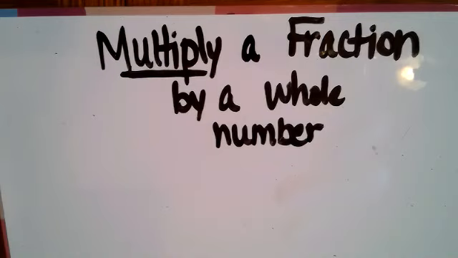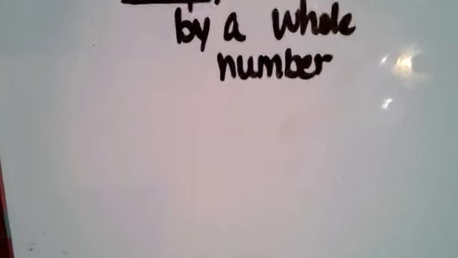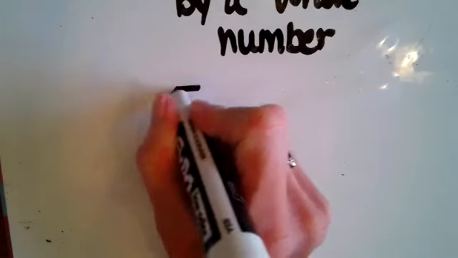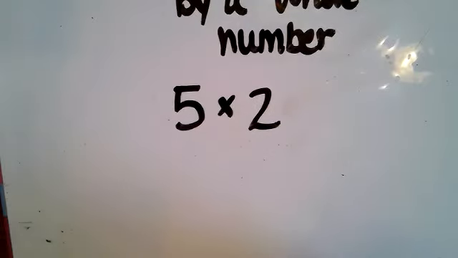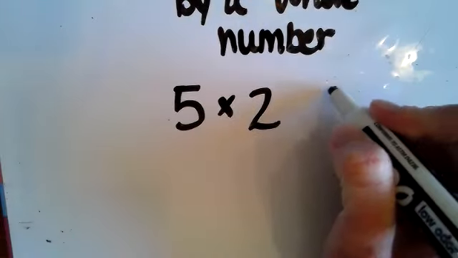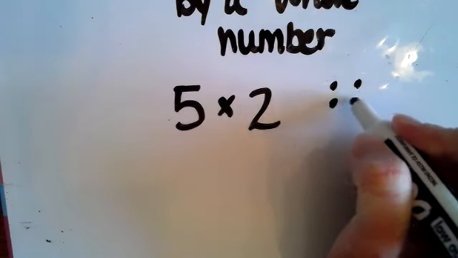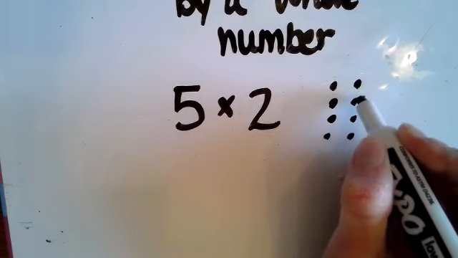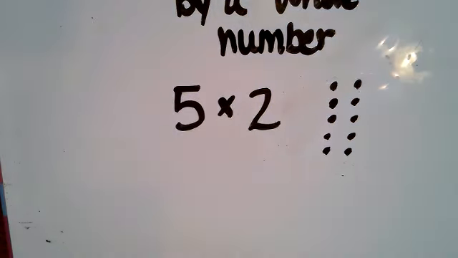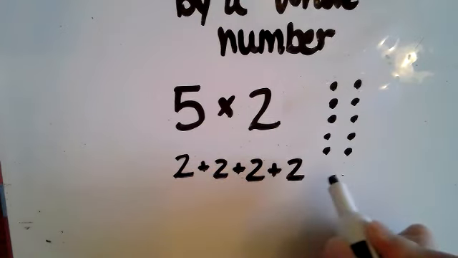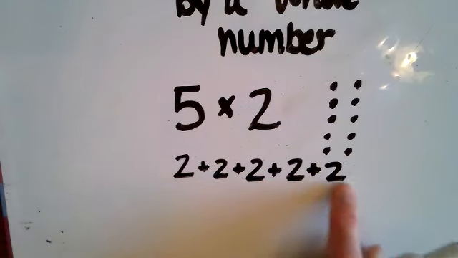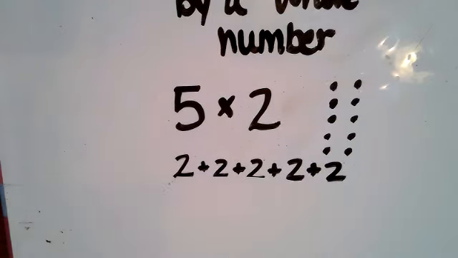First thing I wanted to remind us is that multiplication is repeated addition. For example, with regular multiplication not involving fractions, 5 times 2 means you have 5 groups of 2. That could look like this. We have 5 groups of 2. Another way to think about that is 2 plus 2 plus 2 plus 2 plus 2. We have 2 five times.